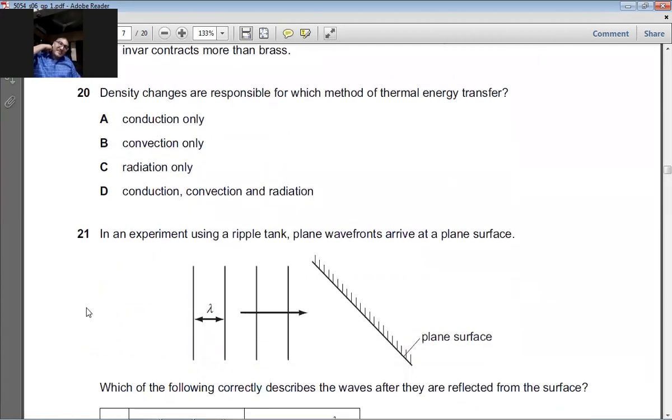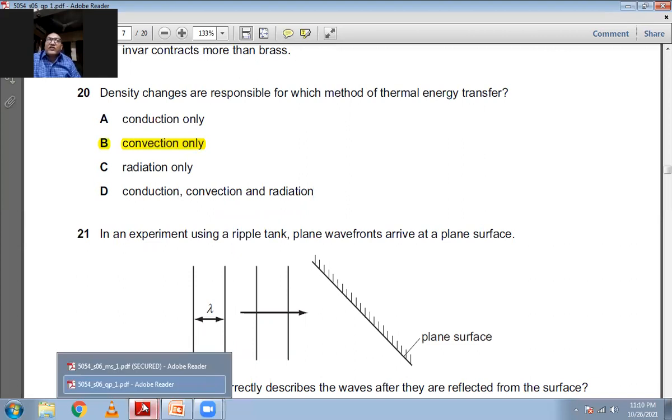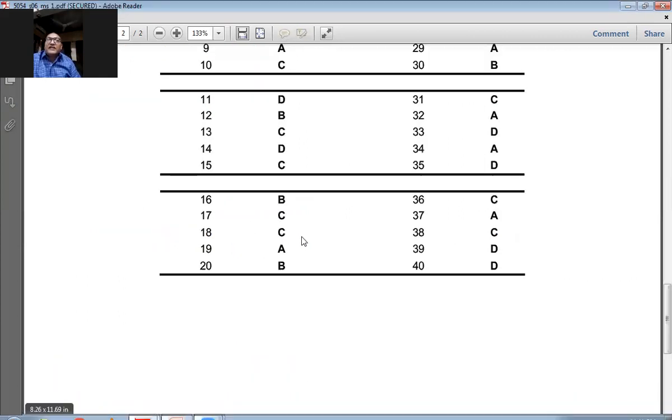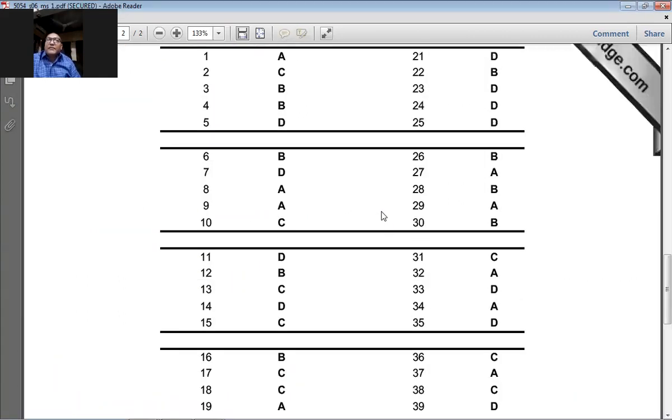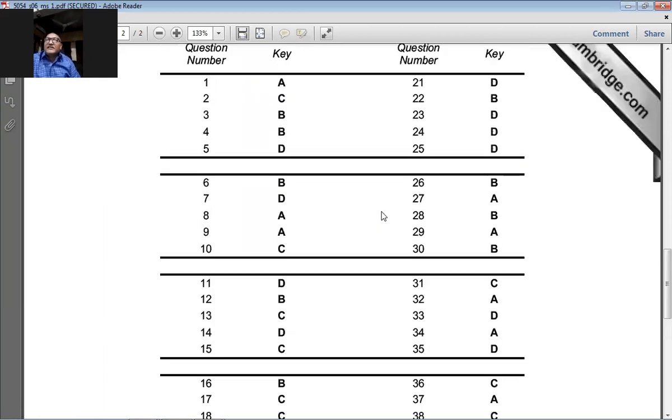The density changes are responsible for which method of thermal energy transfer? You see, the density changes are responsible for convection only. So I think B is the right choice. We have to check. Question number 20, B is the right choice. Yeah, B is the right choice.